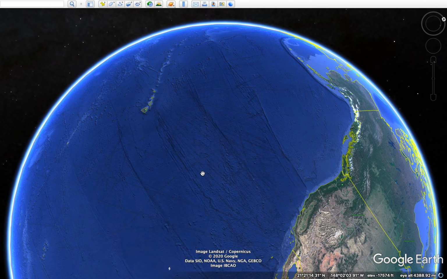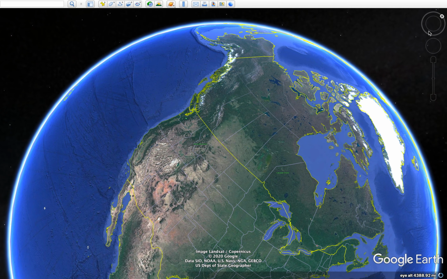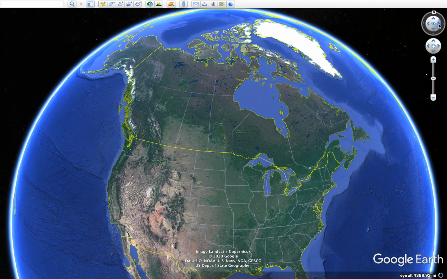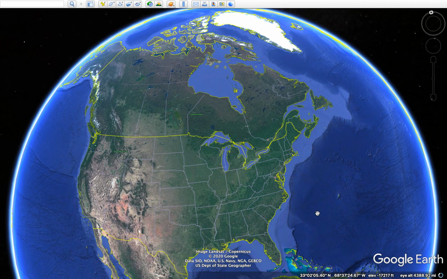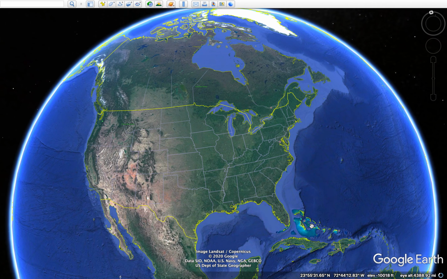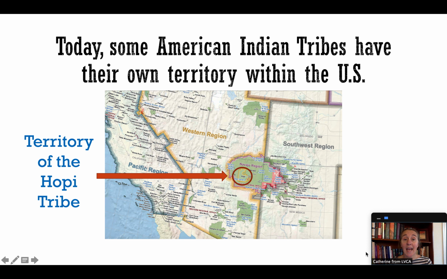So when his ships ran into this continent on his way from Spain, he thought he was in the islands just before he would hit India. So he called the people who lived here Indians, thinking that this was part of India. Today, some American Indian tribes have their own territory within the United States. For example, within the little red circle there, you will see the territory of the Hopi tribe.